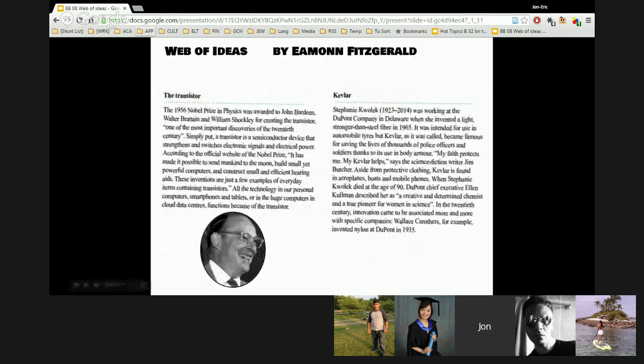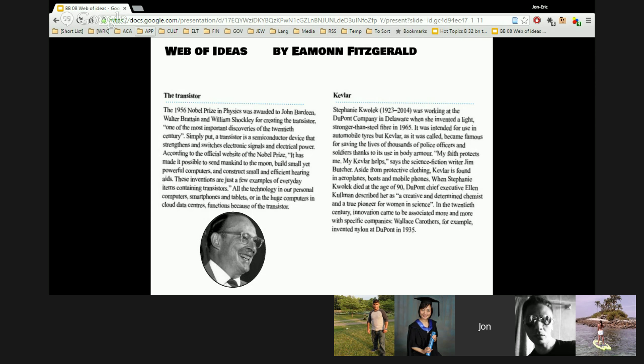In 1956, the Nobel Prize in Physics was awarded to John Bardeen, Walter Brittain, and William Shockley for creating the transistor, one of the most important discoveries of the 20th century. Simply put, a transistor is a semiconductor device that strengthens and switches electronic signals.